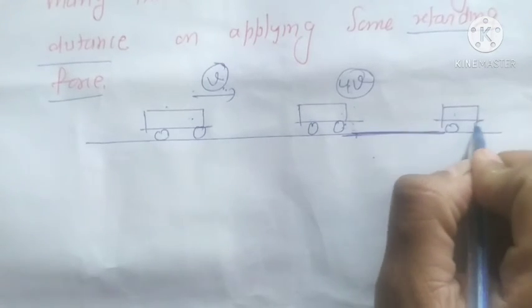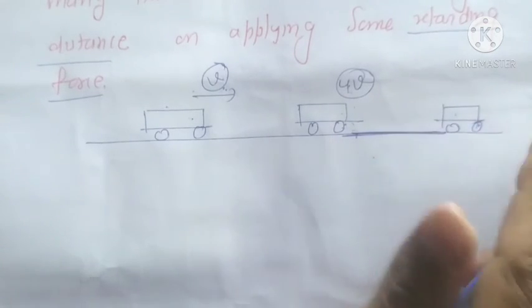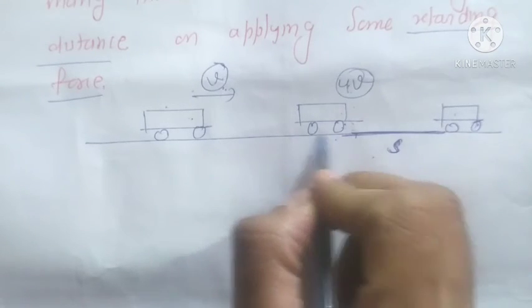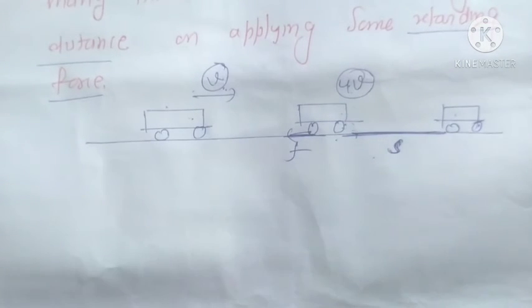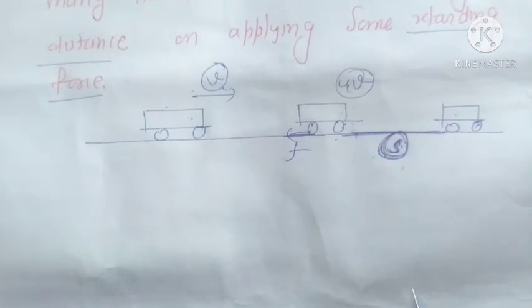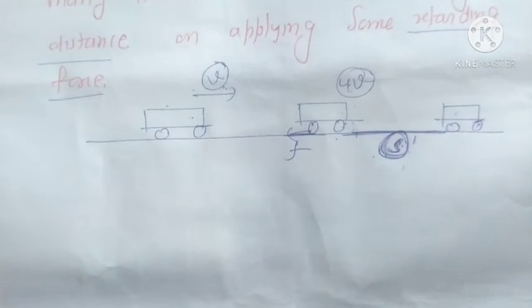Here this car stops. So how much distance does it cover when we apply force, I mean the frictional force? The brake is a frictional force, a retarding force. So we have to find this distance, which we take as s here.